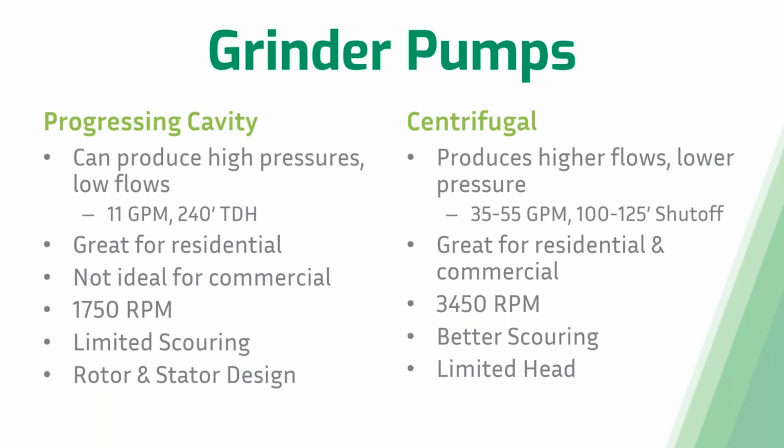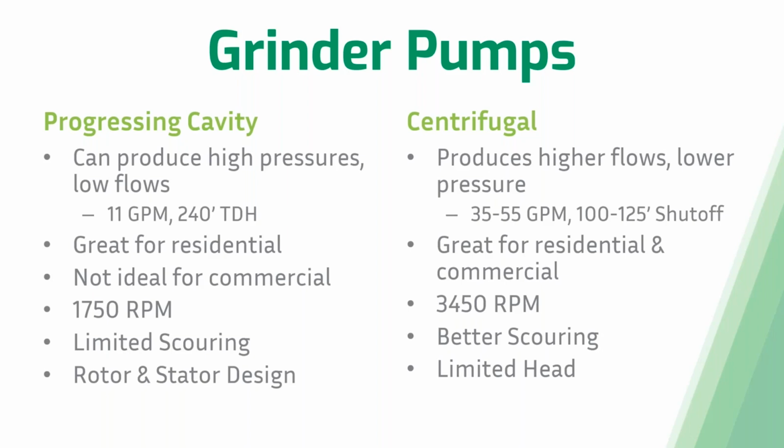On the other hand, we have centrifugal pumps, and these pumps are great for both residential and commercial applications. They have very high flow rates and can handle the flow rates that you're going to see coming out of those commercial applications much better than a progressing cavity model can. Another thing about progressing cavity pumps is that they only rotate at about 1750 RPM, whereas centrifugal pumps have a 3450 RPM motor. What that means is that a progressing cavity pump's cutting capability is not nearly as good as a centrifugal pump's cutting mechanism.